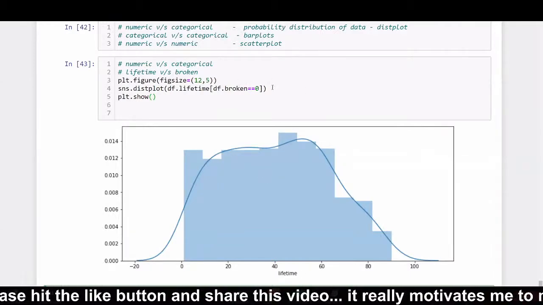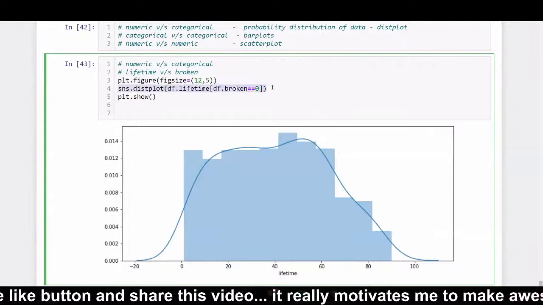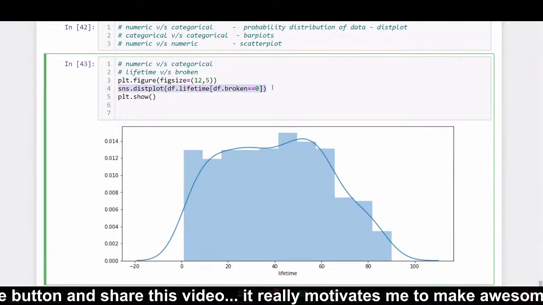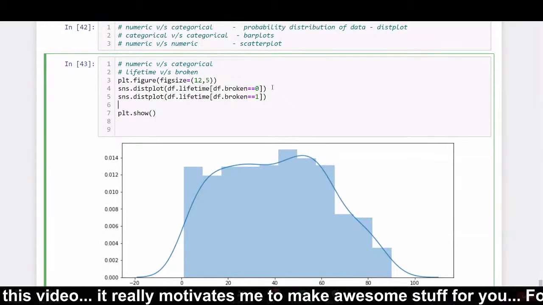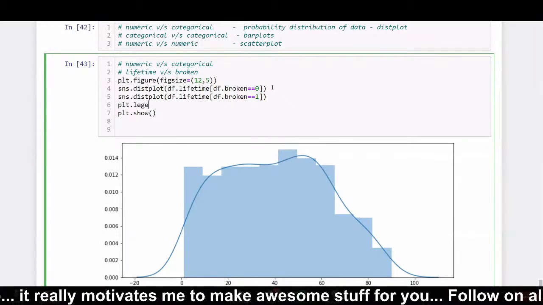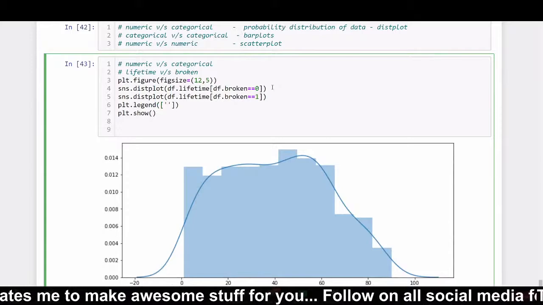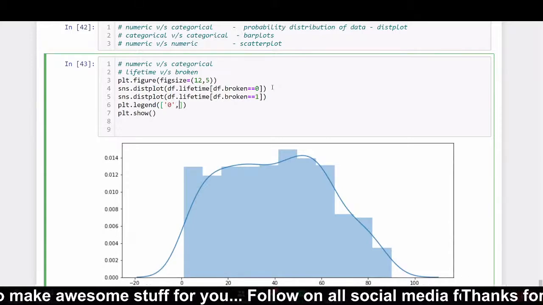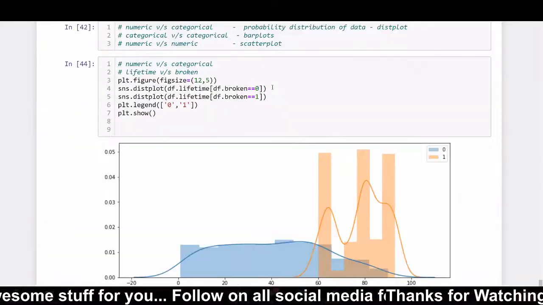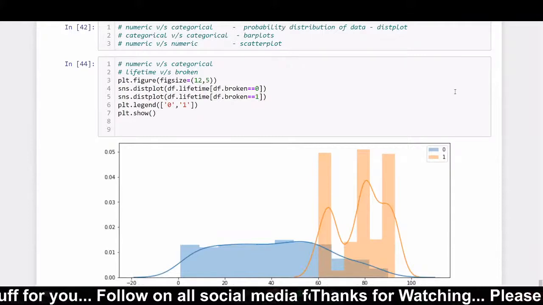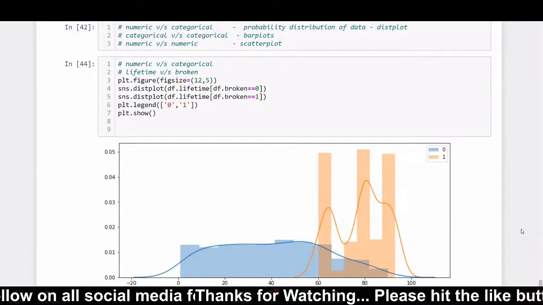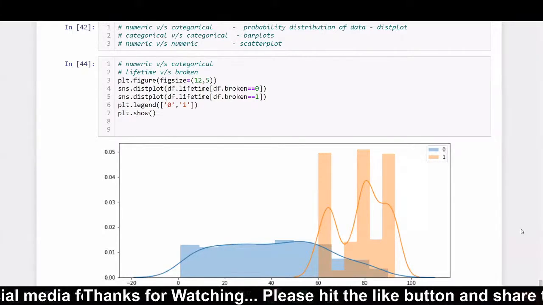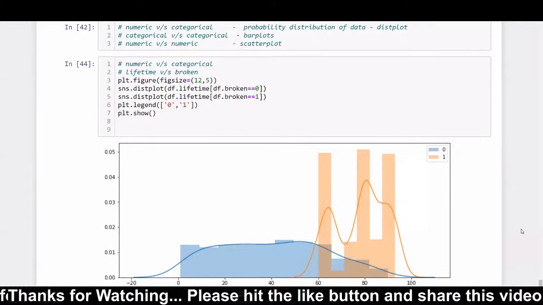But in case you want to make sense of this, it's better to compare this probability distribution with another probability distribution of the machines which are actually broken. Put a legend so that we can see what values the graph represents. So we now have two distribution plots, everyone: the red distribution and the blue distribution. You can call it orange and blue.